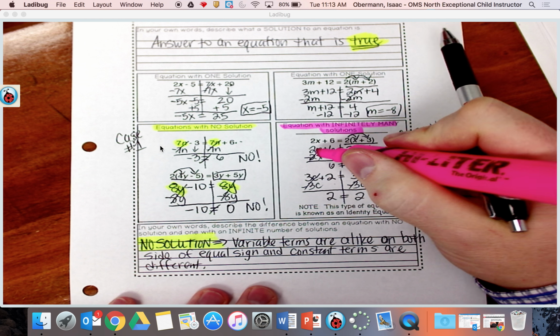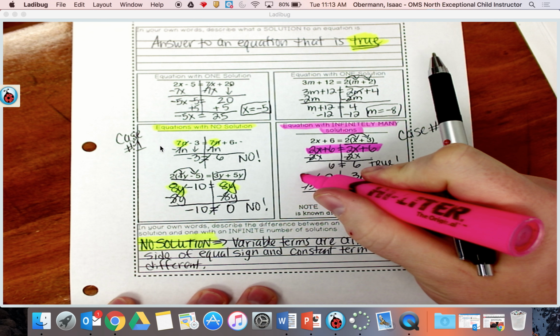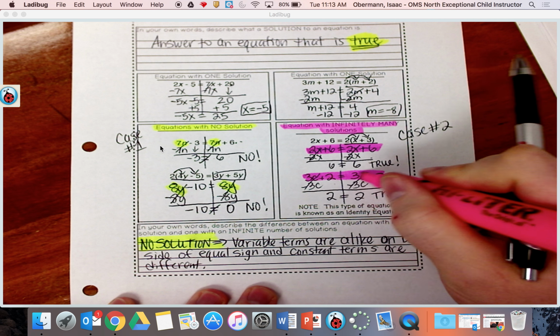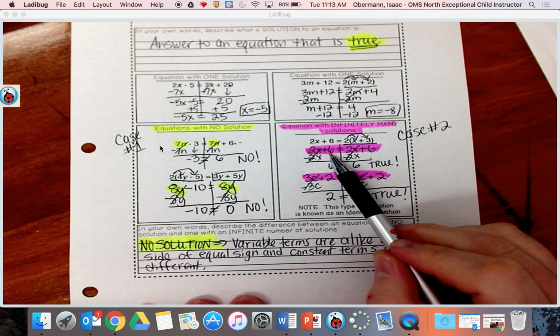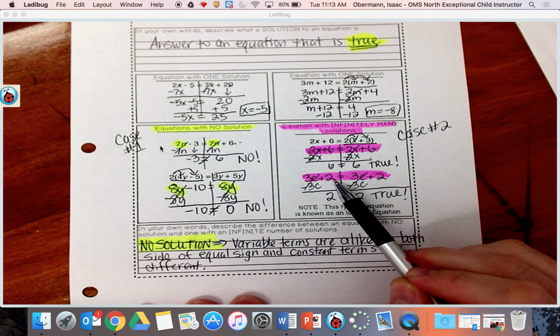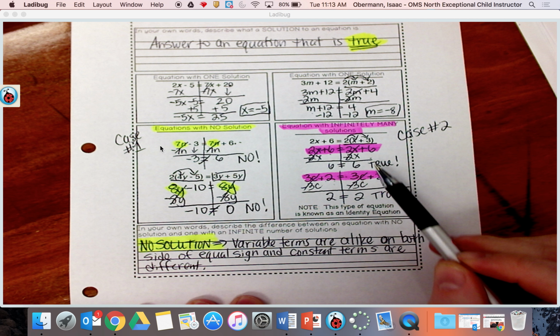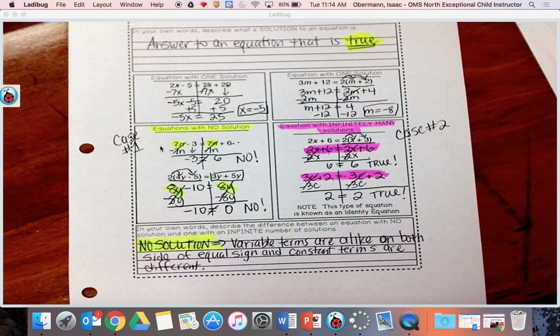So you can see here, what did they have in common? What they have in common was both sides of the equal sign were exactly the same. I started with 2x plus 6 is equal to 2x plus 6, and 3c plus 2 is equal to 3c plus 2. Those are exactly the same. I'm going to get something that's going to be infinite. Any answer will be the answer for that.